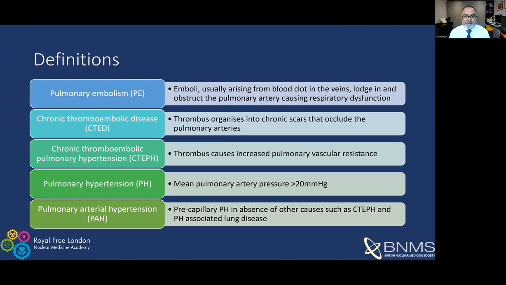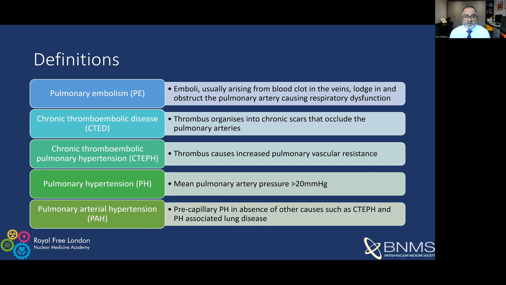First of all, pulmonary embolism. These are emboli which usually arise from blood clot in the veins. They lodge in and obstruct the pulmonary artery, causing respiratory dysfunction. I think we are all very familiar with pulmonary embolism and we've heard a lot about it already. But it's important to recognize that this is very different from chronic thromboembolic disease, or CTED. This is where thrombus organizes into chronic scars that occlude the pulmonary arteries.